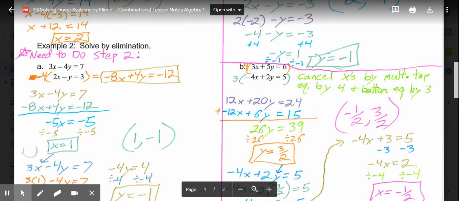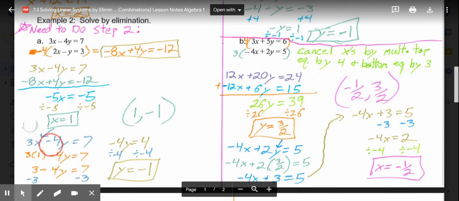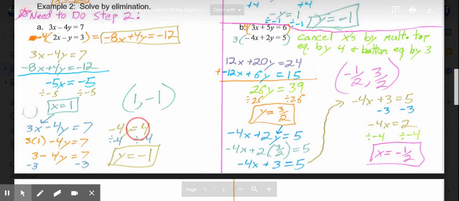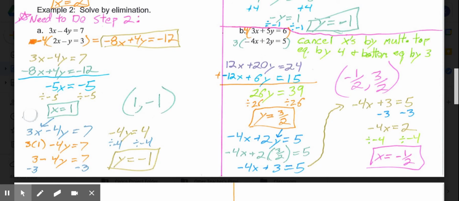Now we want to take that and put it back into one of the two originals. I put it into the top. So we end up with 3x minus 4y equals 7. So 3 times 1 minus 4y equals 7. 3 minus 4y equals 7. Subtract the 3, and we end up with negative 4y equals 4. Divide by a negative 4, and y equals a negative 1. So our solution here would be 1 comma negative 1.